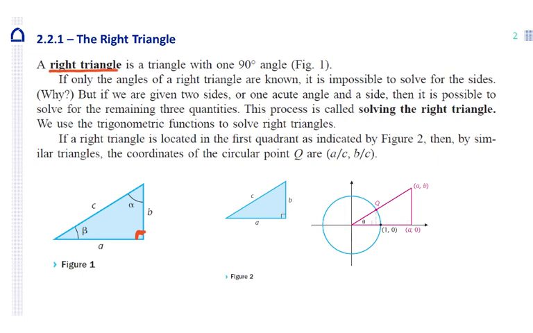That's called solving the right triangle, finding every angle and every side. So again, all that we need is either two sides or one acute angle and another side. If we have either of those categories of information, then we can find everything else.